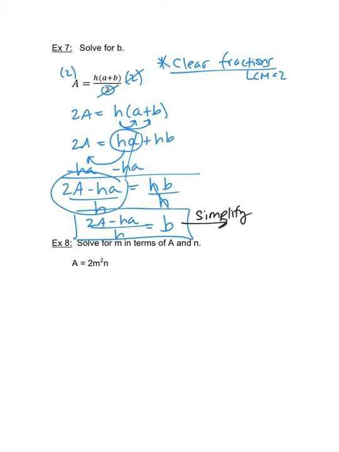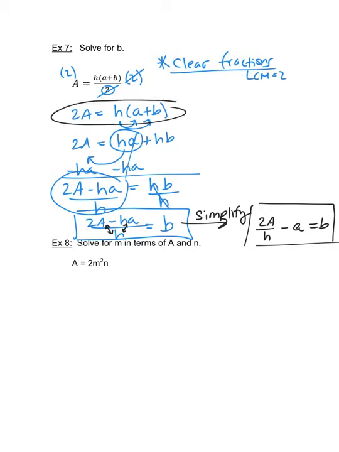This could be simplified by dividing the h twice, dividing the h into the first term, 2a, and dividing the h into the second term, ha. So when you divide 2a by h, you just get 2a over h. And when you divide ha by h, the h's cancel, so you're left with just minus a as a separate term, not in the fraction. And that's the answer you would have gotten if you had chosen to divide by h. Both answers are okay.